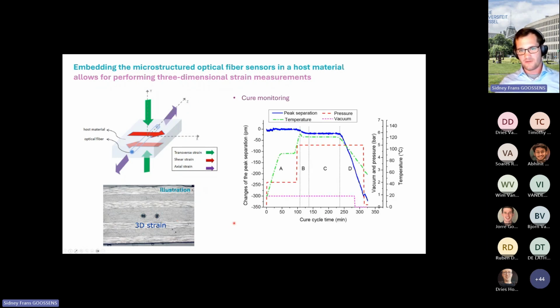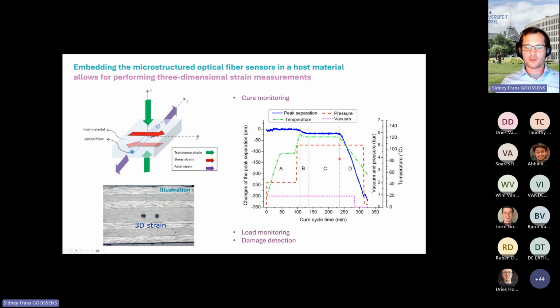And an application there is, for example, cure monitoring, where we use these sensors to monitor the manufacturing process of a composite material. And you can see here in green, for example, the temperature going through the different stages of the manufacturing process, something you could measure with a classic optical fiber as well. But what you see in blue here is the peak separation, so the distance between the peaks, which is proportional to the transverse strain. And that is something you could not have measured with a traditional optical fiber or any sensor actually, which measures here the consolidation phase, so you can clearly see the increase in transverse force at that location on the optical fiber.